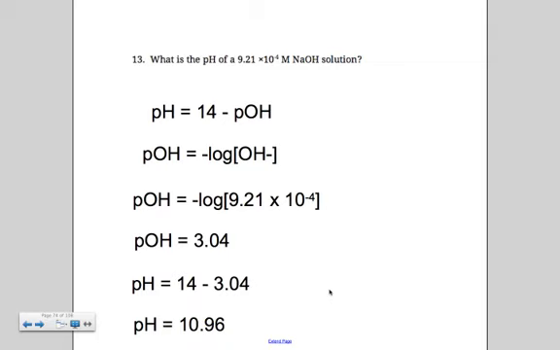And again, there's a question that's going to be just like this on the final exam too. So always remember to check. If I'm looking for pH, am I given a hydrogen, so an acid solution, or am I given a hydroxide? Because you need to do an extra step if it's hydroxide and you're looking for pH.